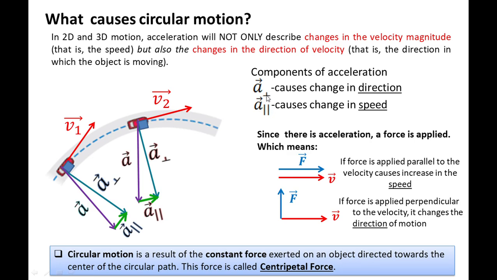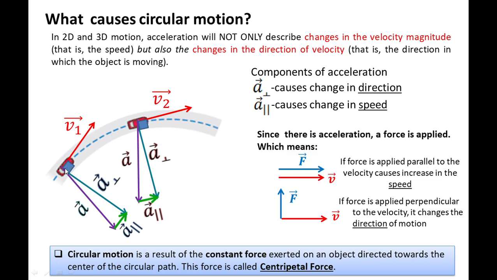According to Newton's second law, whenever there is a force exerted on an object, that would definitely cause an acceleration of that object. And since these accelerations have different directions, the forces that cause each of these accelerations are also different. For the parallel acceleration, the force that causes it is a force applied parallel to the velocity of the object.